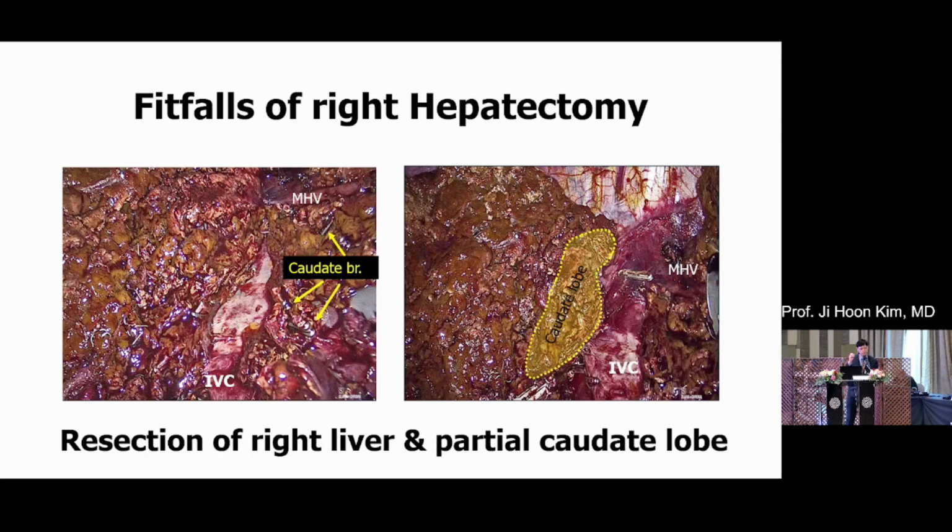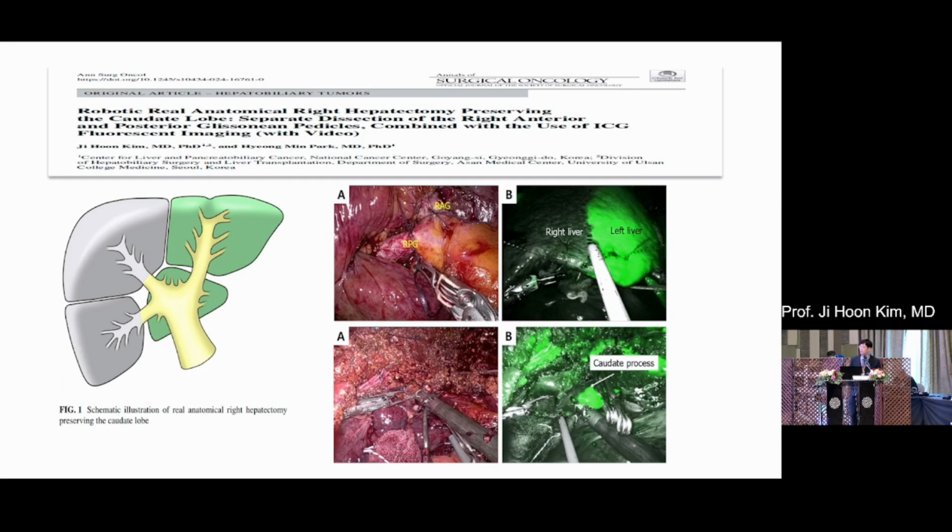The final one is a representative right hepatectomy. Usually, conventional right hepatectomy consists of resection of the right liver and part of the caudate lobe. So we proposed a real anatomic right hepatectomy preserving the paracaval portion, the caudate lobe.